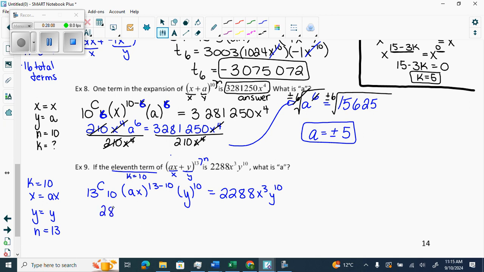Thank you. And then this is where the oopsie lies. Let's see if you did it. 13 minus 10 is 3. And that 3 has to go where? To the a and the x. If you didn't, you will make that mistake. We just found out that that is what your brain will do. So distribute. So we're going to get a cubed, x cubed, y to the 10. Your answer will be 8, which is wrong.